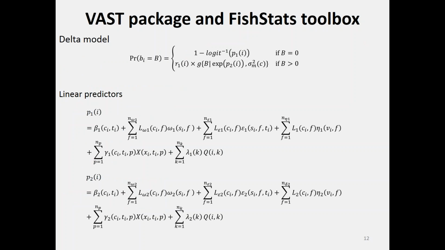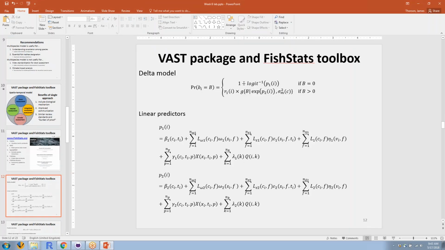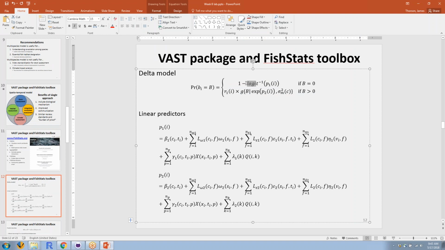And so VAST is at its heart just built to be this delta model. So we've got one linear predictor, p1, and a second linear predictor, p2, and in a conventional delta model it might look like this.